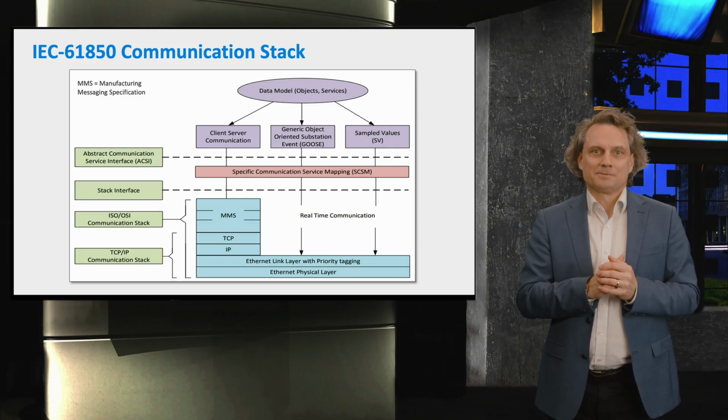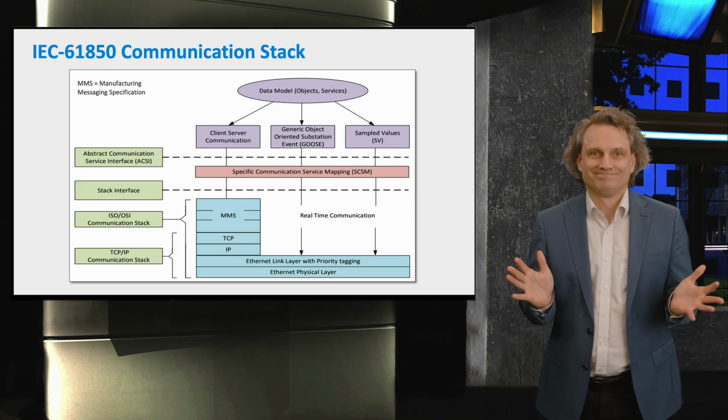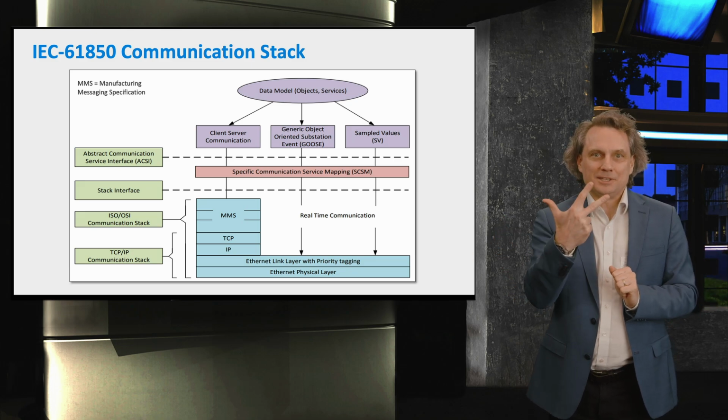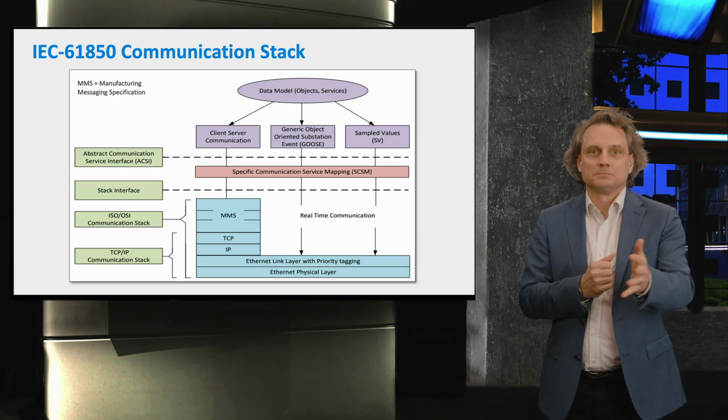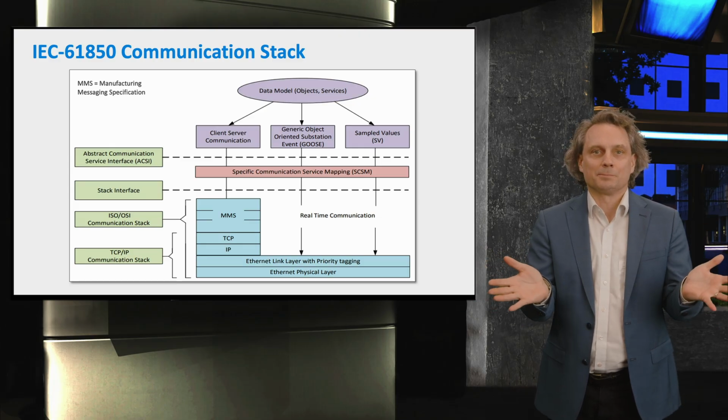This, for instance, means there is no routing, because routing is a layer 3 service. Since this is missing, GOOSE and sampled value messages are only locally available on their own home Ethernet segment.